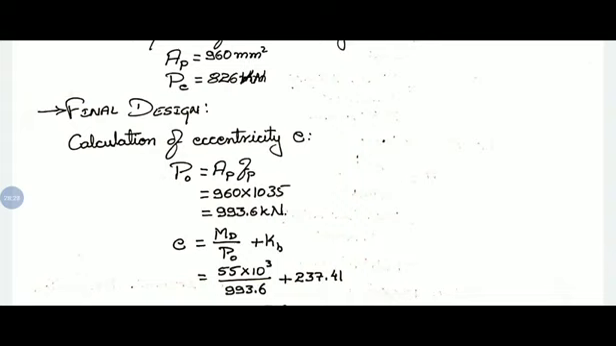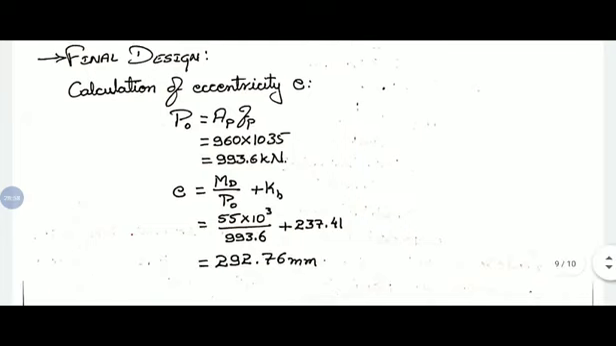So initial pre-stressing force we need to find out. It is AP FP. So initial pre-stressing force means it should be under transfer. So 960 mm square is the area we have calculated, and FP is the pre-stressing stress at the transfer stage. So we will get 993.6 kilonewton. With respect to that, eccentricity we need to find out, MD by P naught plus KB. We will get 292.76 as the eccentricity.